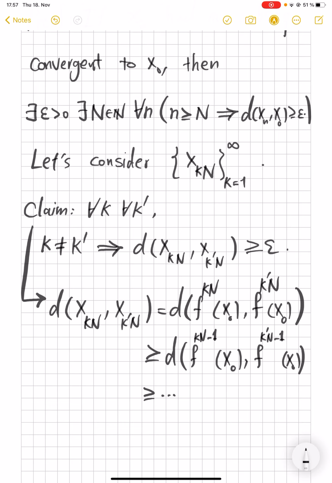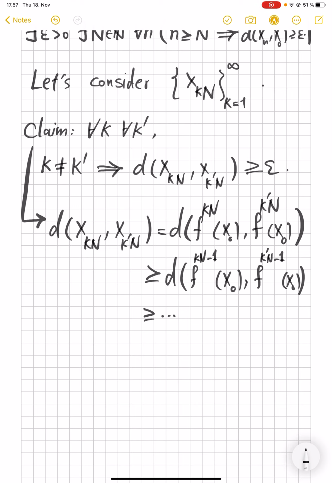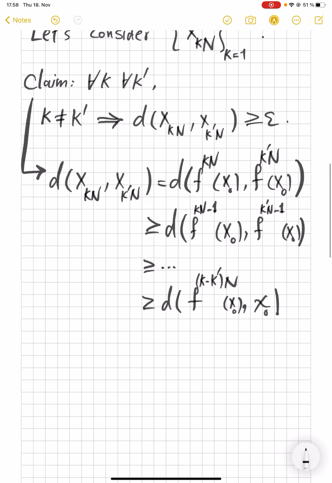And if I repeat this game and successively remove one f from each one of them, first this second one will run out of any f's in it. And how many have I removed from this one? That will be precisely k minus k prime times N. But because k minus k prime times N is beyond the cutoff by the choice of N, this is bigger than epsilon, and that proves the claim.